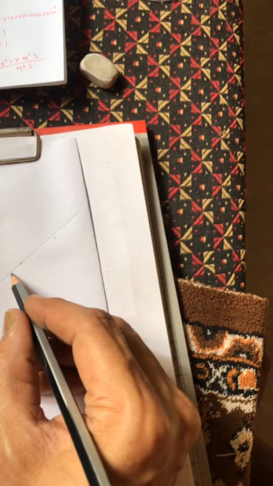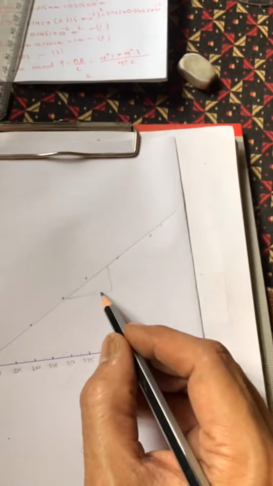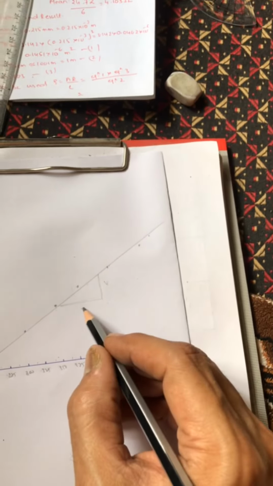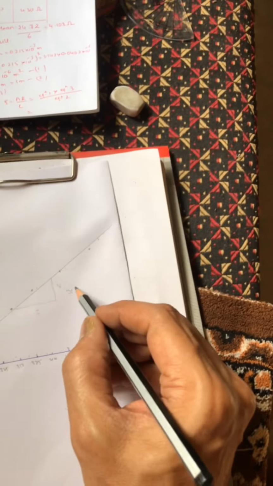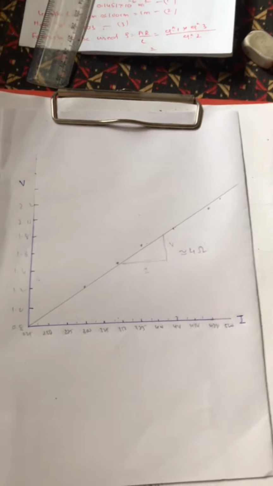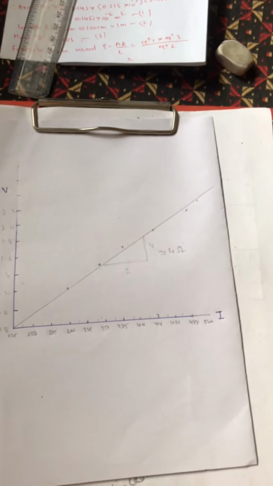So this is your value of V, that will be your value of I. So this V upon I will give you the value of the resistance R. This should also approximately work out to about 4 ohms, that you can check if you are doing this experiment of verification of Ohm's law.